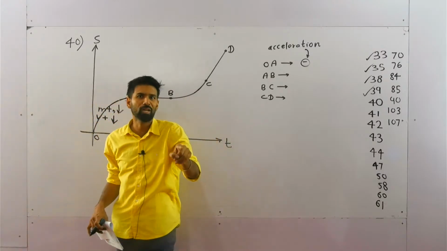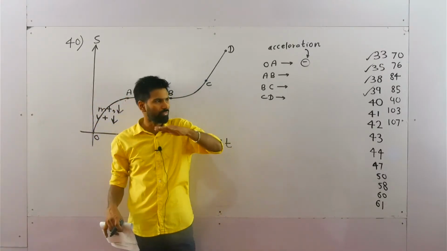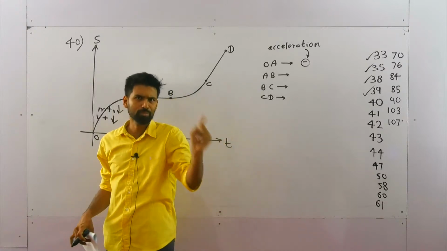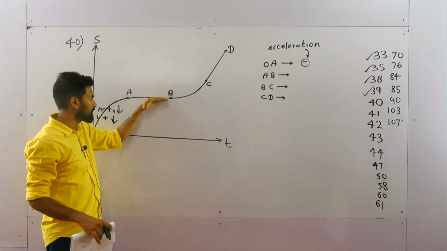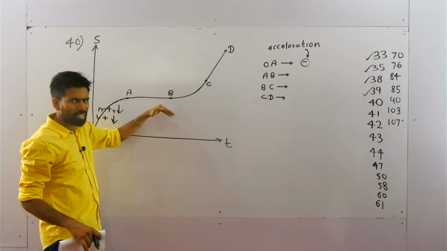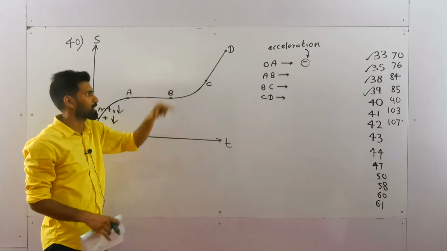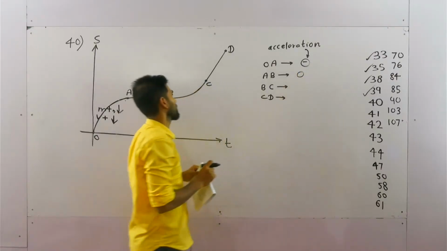In a displacement time curve, this is not a velocity time curve. In a velocity time curve, if there is a horizontal straight line, it's a constant velocity. But this is a displacement time curve. When the time is passing, if the displacement is not increasing or decreasing, the object is at the same place. So it's at rest. So acceleration is 0. From A to B, acceleration is 0.